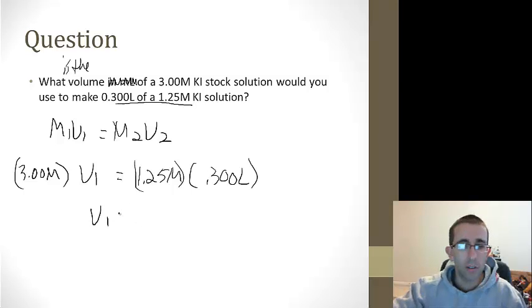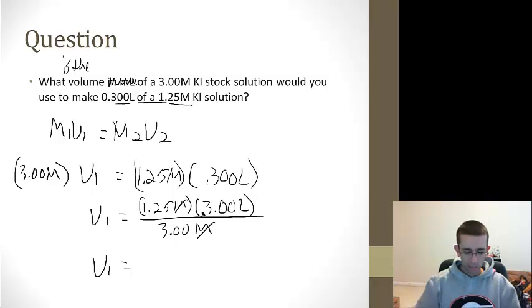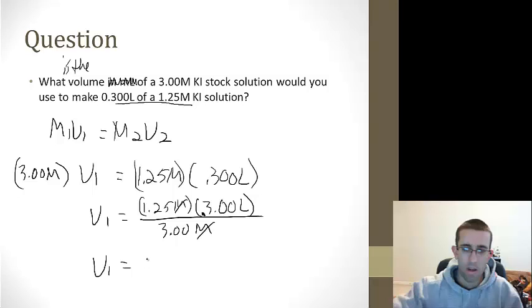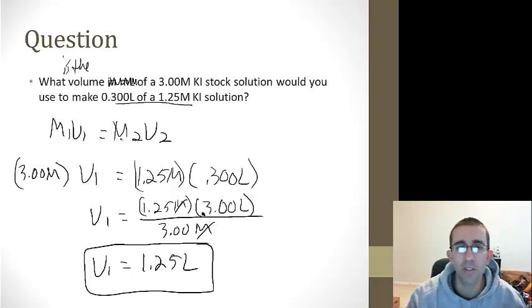Alright, so to solve for V1, I'm going to divide, oops, that's supposed to be 0.300, divide my 3.00 molar over to get V1 by itself. V1 equals, you're going to see my molarities cancel, leaving liters. So 1.25 times 0.300 divided by 3.00 gives me 0.125 liters. And I now use my M1V1 equals M2V2.